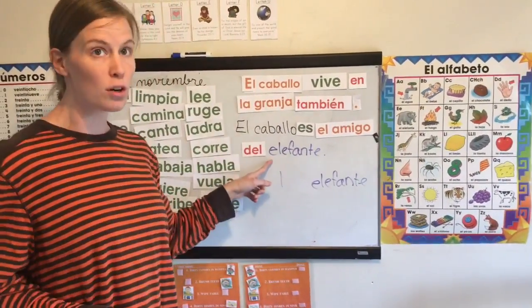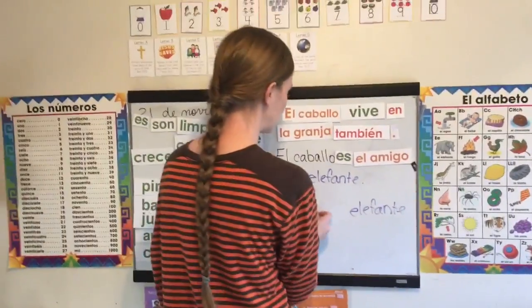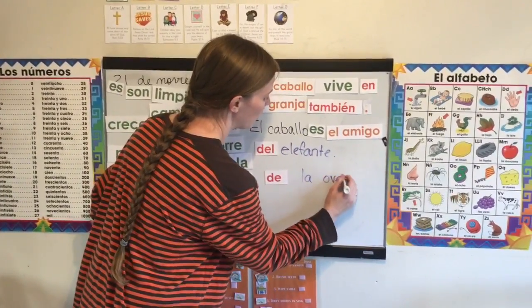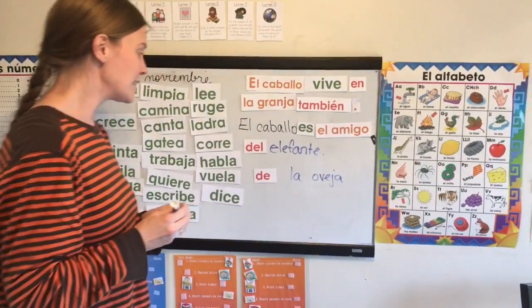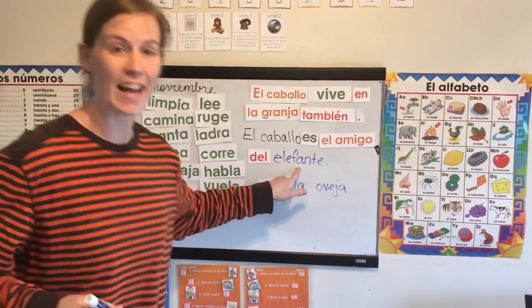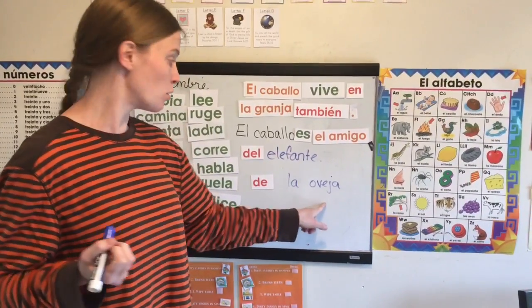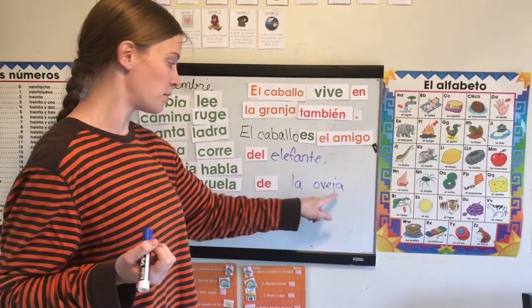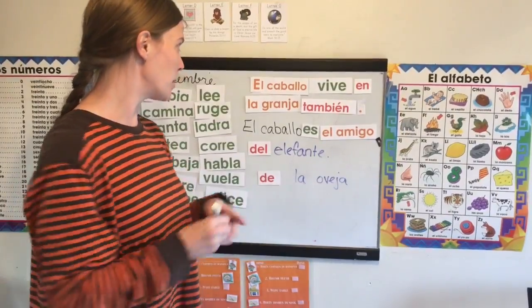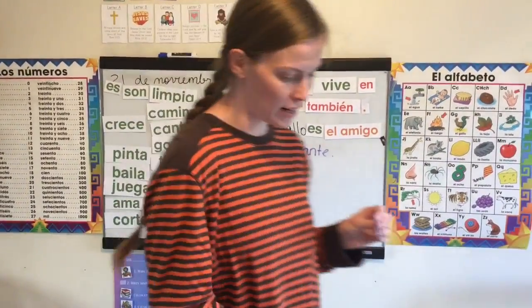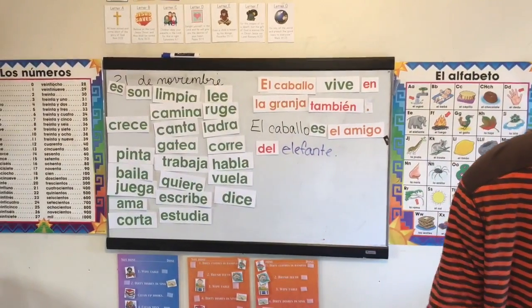If this were a girl word, it would say de la oveja. You only use del when this is a boy word. El elefante is a boy word because it starts with el. La oveja is a girl word because it starts with la and ends with the letter A. So, de la oveja. So now we've introduced our friend, el caballo.